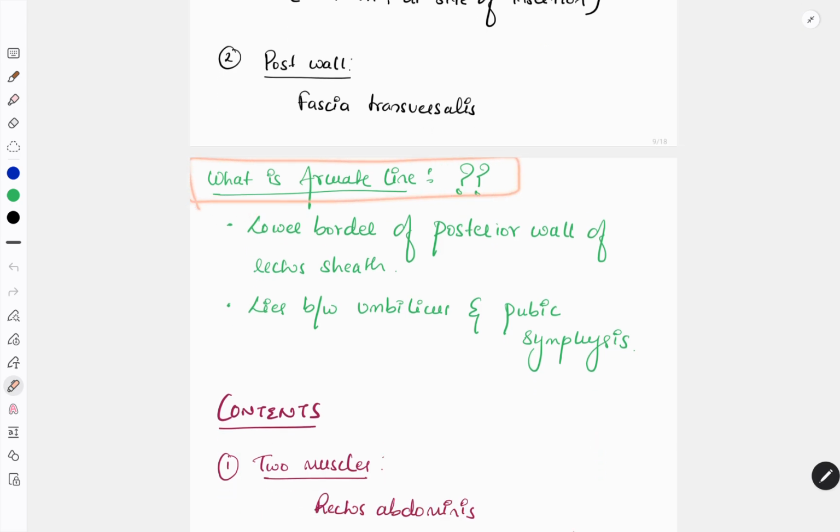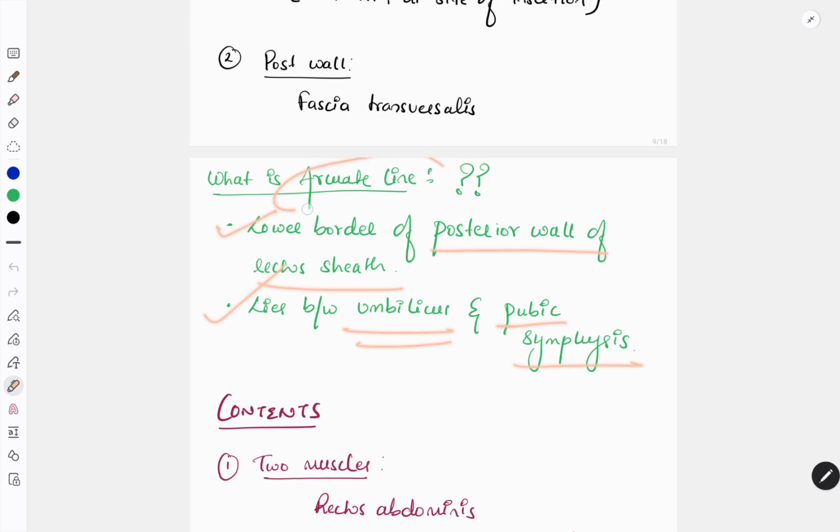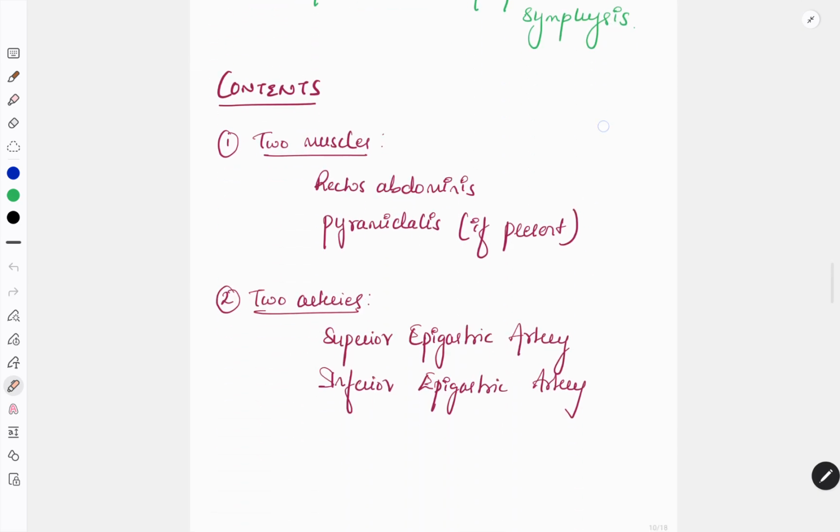So what is the arcuate line? Just to tell it to you again, it is the lower border of the posterior wall of rectus sheath. It lies between the umbilicus and pubic symphysis. If you know what the arcuate line is, then everything else will be very clear to you. The first section we took at the uppermost level, at the level of costal cartilages. The second one was between your costal margin and arcuate line. And the third one was below the arcuate line. So if you know what the arcuate line is, everything else is very easy.